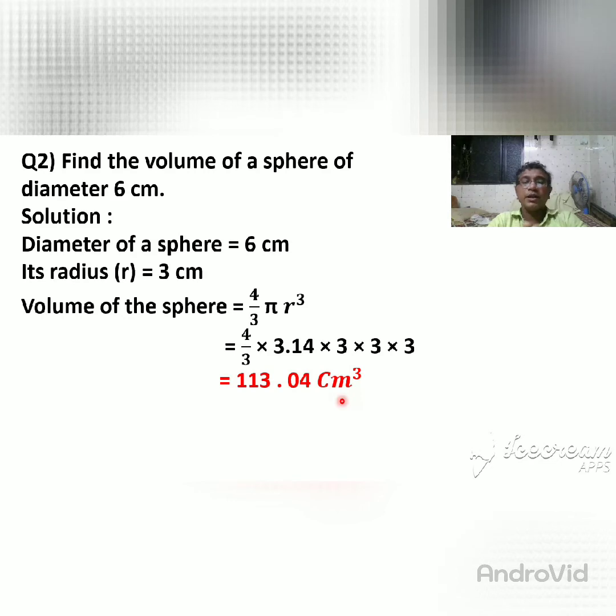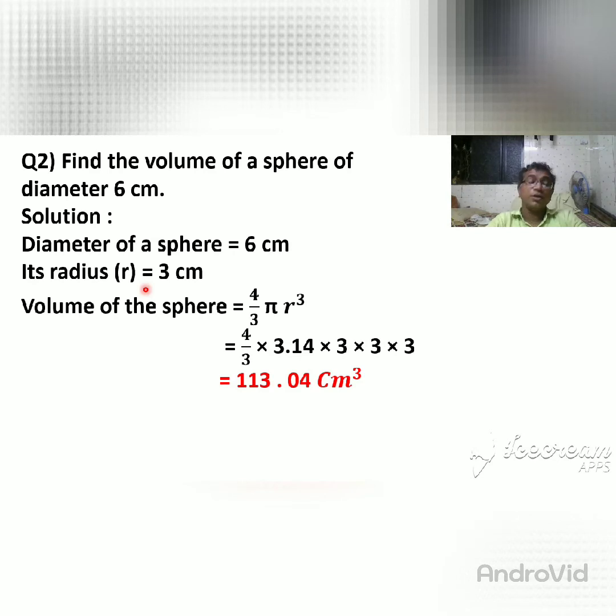If you do not understand, I will repeat it. What do they want? They want the volume of the sphere. What is given? They are given the diameter. So what is the diameter given? Diameter is 6 centimeter here. So its radius is half of the diameter. You know very well, radius is half of the diameter. So 6 divided by 2, you get 3.